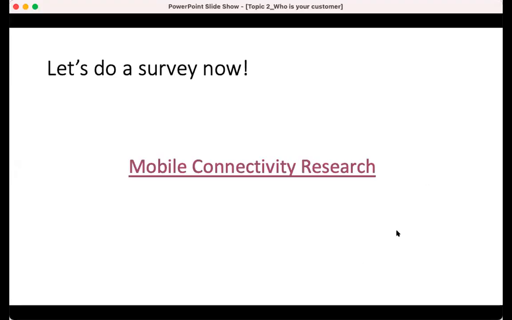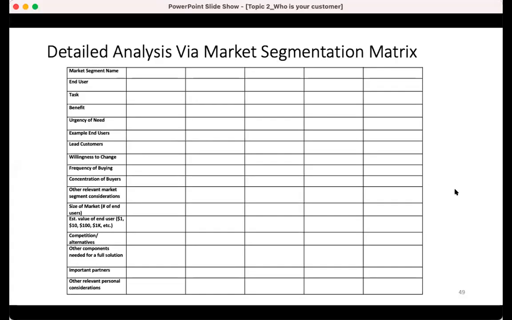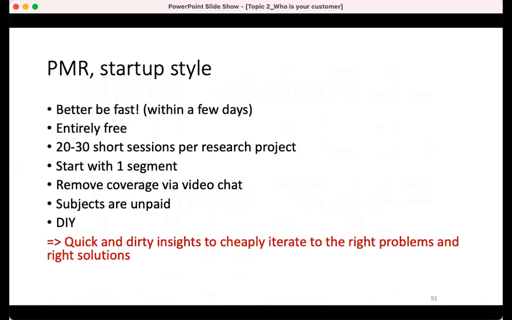Let me just finish off the lecture on doing a primary market survey, the primary market research, PMR. So all you need to do by end of the day is to fill out your brainstorming sheet, narrow down your customer segment into at least 3, and then do this detailed analysis with what we call a market segmentation matrix. Now this leads to your tutorial 2. For primary market research in the startup style, we typically do it within a few days.